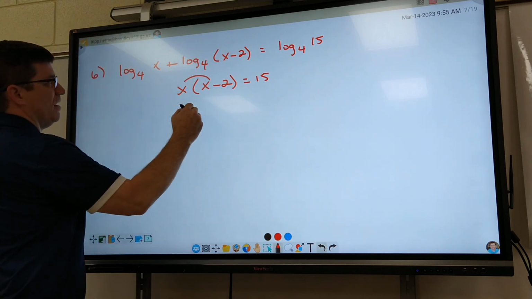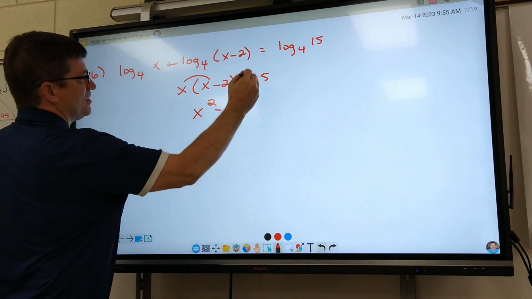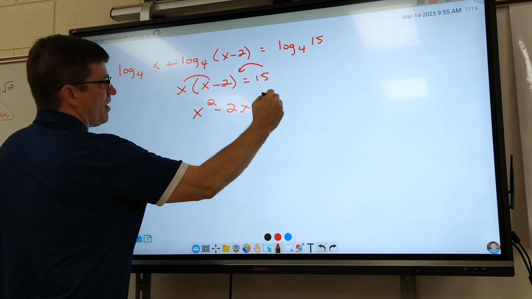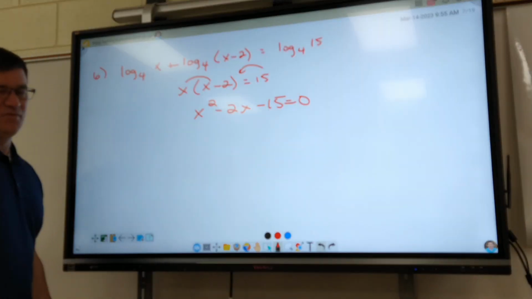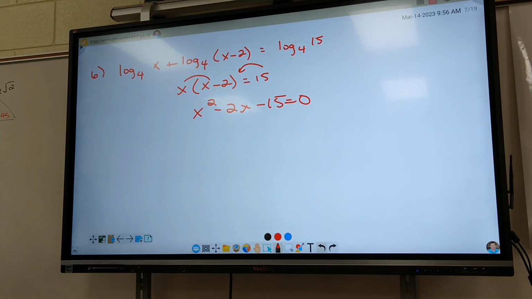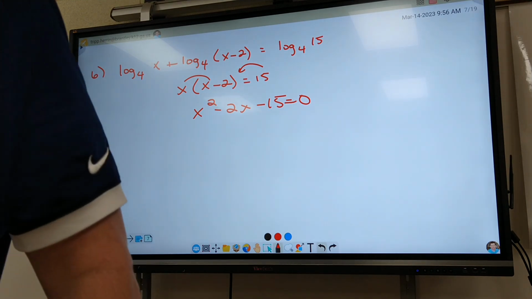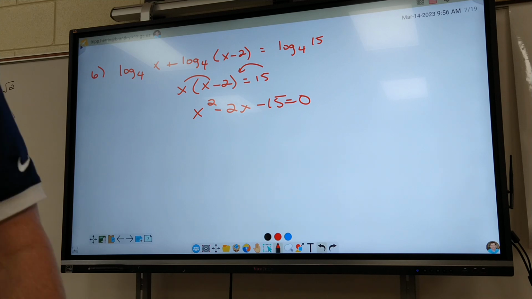So we have x squared minus 2x. I got to move 15 over, make it minus 15. And if you're going to factor it or do the quadratic formula, everything's got to be on the same side and in order, right? So go ahead and do the quadratic formula, see what you get. All right, y'all should know how to do it, well, you might have forgotten.